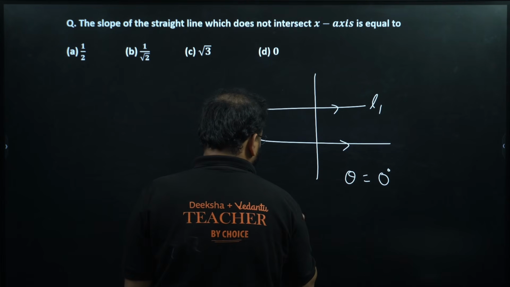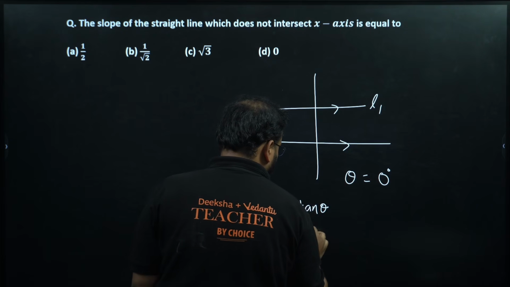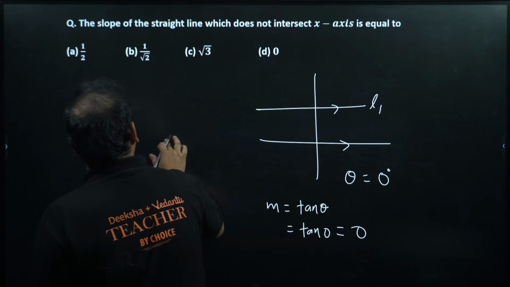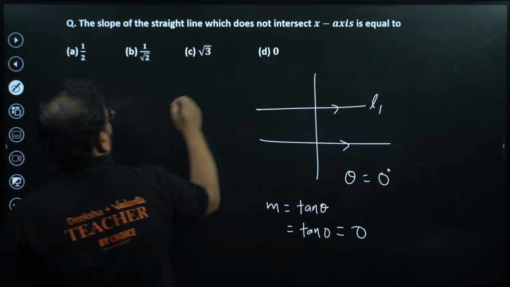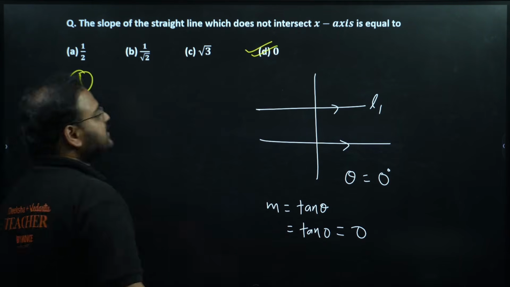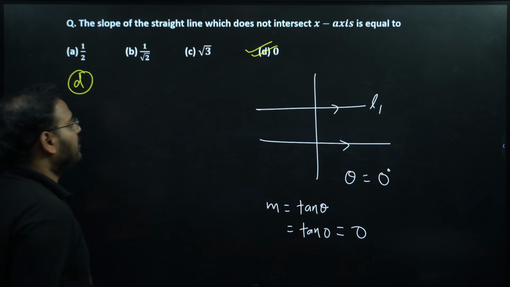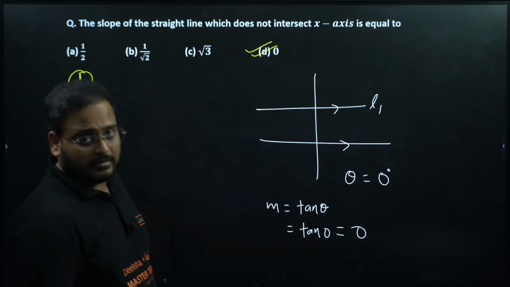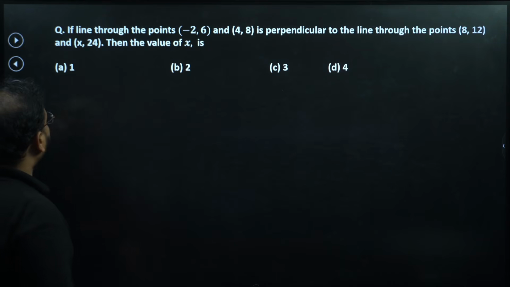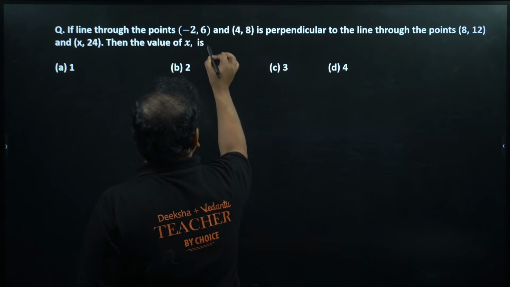What are we looking for? Slope. M is tan theta. So tan of 0, answer is 0. So your question has the answer option D. If a line is parallel to or not intersecting the x-axis, slope is 0. Perpendicular or intersecting at right angle, infinity. Okay. If a line through the point this and this is perpendicular to the line through the point, so let's do one thing. Let's find the slope from here.